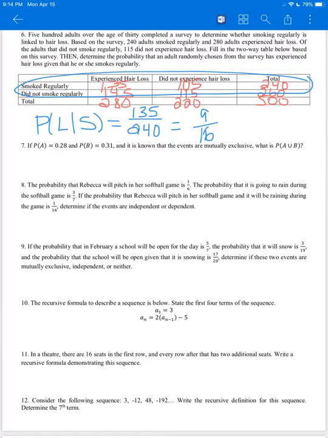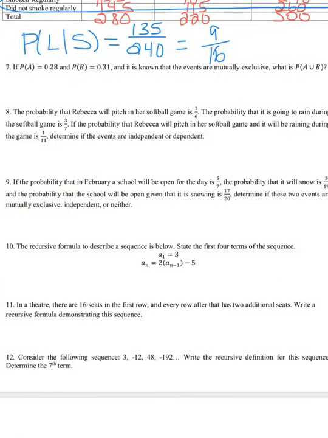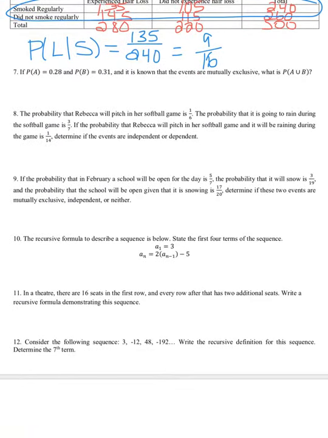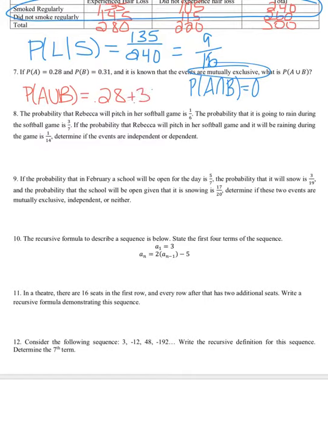All right. For number 7, the probability of A is 0.28, B is 0.31, and the events are mutually exclusive. For two things to be mutually exclusive, that means that they can't happen together. So the probability of A and B is equal to 0. That's what that means. So I'm looking for the probability of the or. So the probability of A or B is equal to A plus B minus the and, which just happens to be 0. So this gives me an answer of 0.59. The probability of event A or B happening is 0.59.